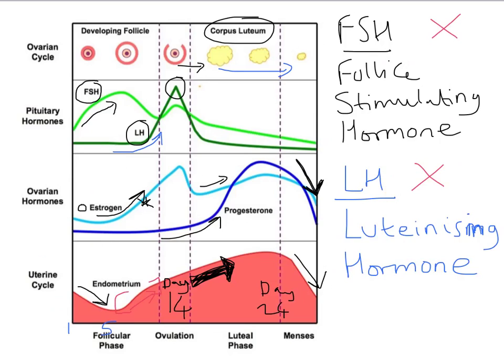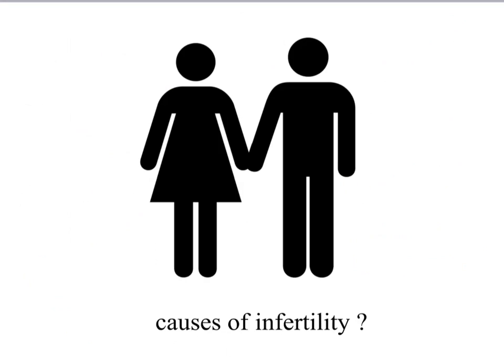Now to finish, I just want to mention a few things about infertility, because this often comes up in the same topic. There are a variety of causes of infertility, and this is purely just to suggest a few reasons why someone might not be able to conceive, aside from issues to do with the menstrual cycle. So just really to outline a few.